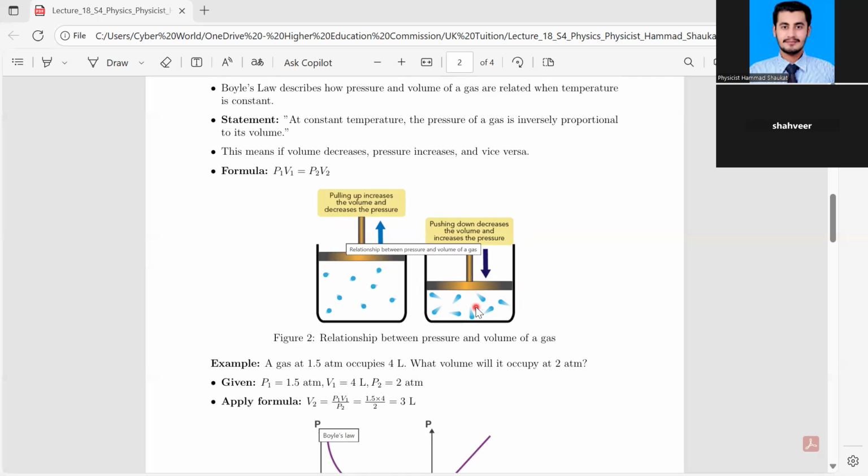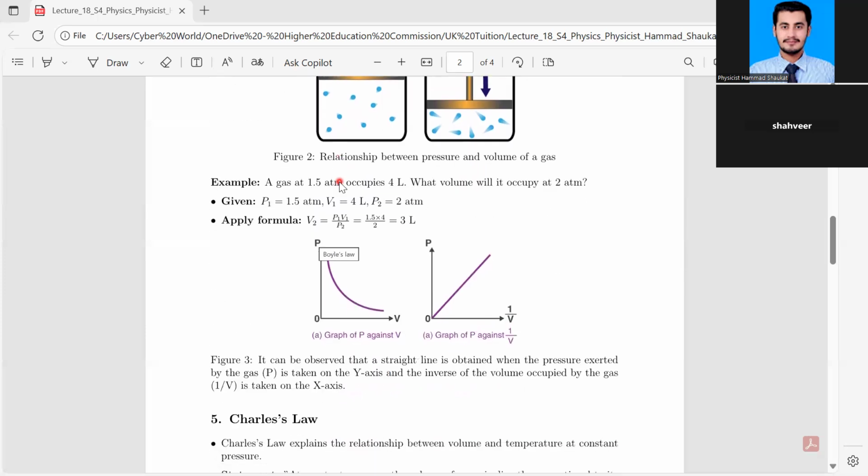Okay, so remember this formula. We will use this formula in solving some problems related to Boyle's law. P1 V1 equals P2 V2. So are you ready for an example?